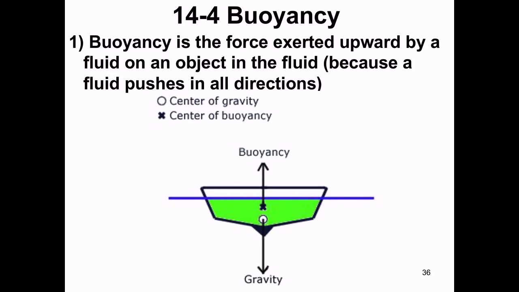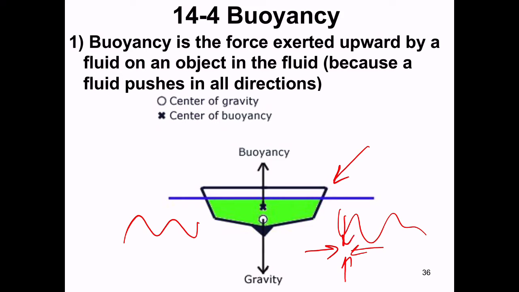Alright, today we're going to talk about buoyancy. Buoyancy is a force exerted upward by fluid on an object in the fluid, because fluid pushes in all directions. So picture your boat here in the water, and again, the pressure in the liquid below, this blue line is all the liquid down here. Again, pressure pressing in all directions, to the right, to the left, upwards and down.